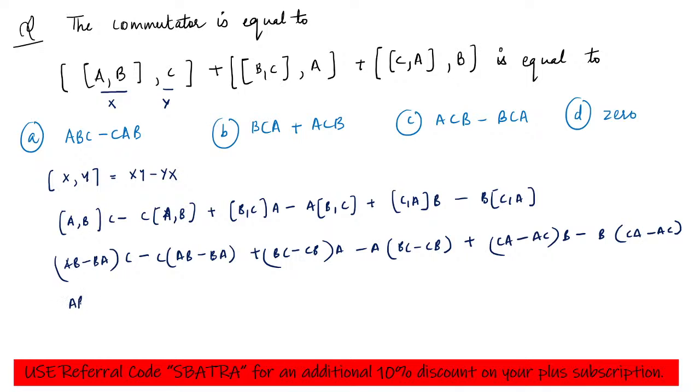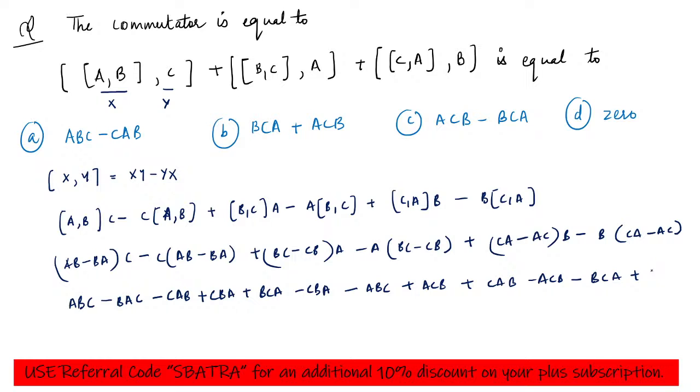So this is nothing but abc minus bac. This is also nothing but minus cab, minus of minus, that is plus cba. Then we can write down bca minus cba, then minus abc plus acb, plus cab minus acb, and minus bca plus bac. So this is the total expression that we are getting over here.